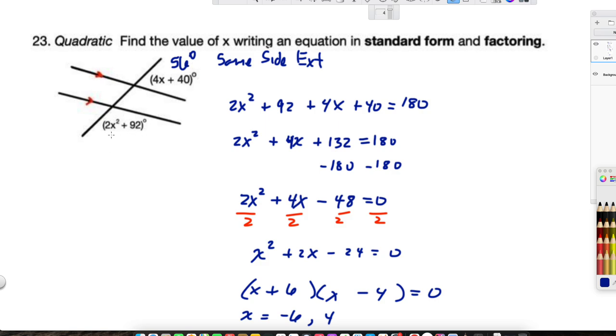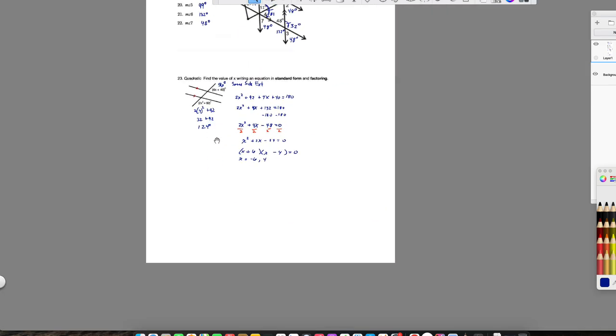That would be 56. And then 2 times 4 squared plus 92. This is 16 times 2 is 32. This angle would be 124. And 124 and 56 gives us 180. And I could have put negative 4 in too, and it would have worked. But we're looking for x. Okay. There you go.